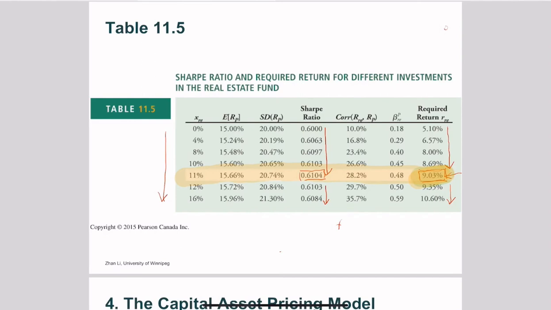It's 0.6104, which is larger than all other Sharpe ratios. And this is quite easy to understand, right? Because we have learned in the previous class, when we were talking about the tangent portfolio, that the tangent portfolio should give you the largest possible Sharpe ratio, right? So in this case, if the portfolio is efficient, it should give us the largest possible Sharpe ratio.